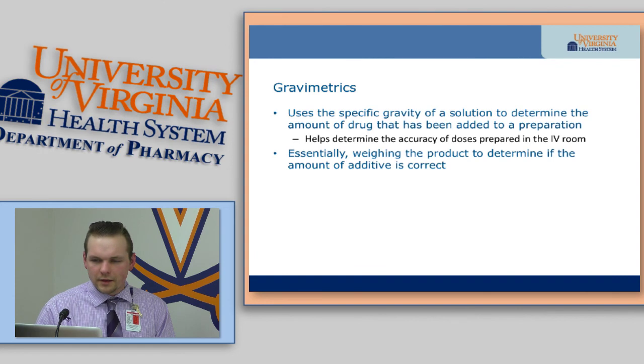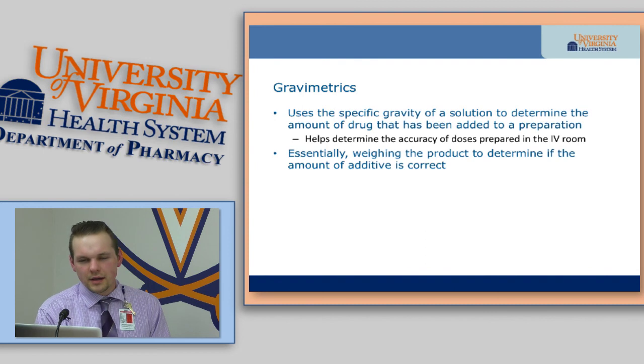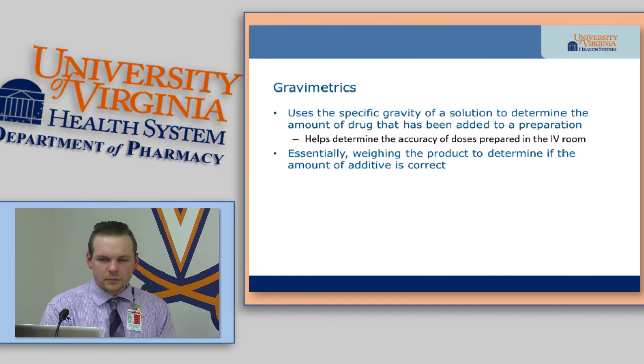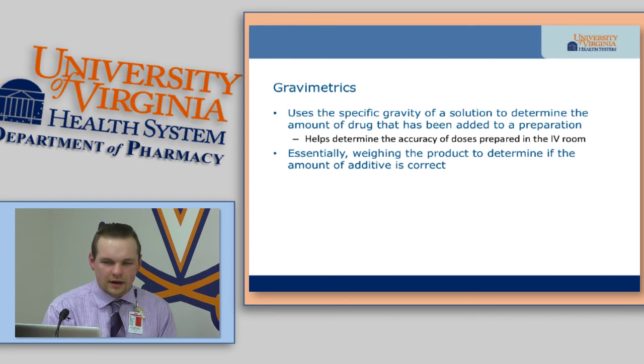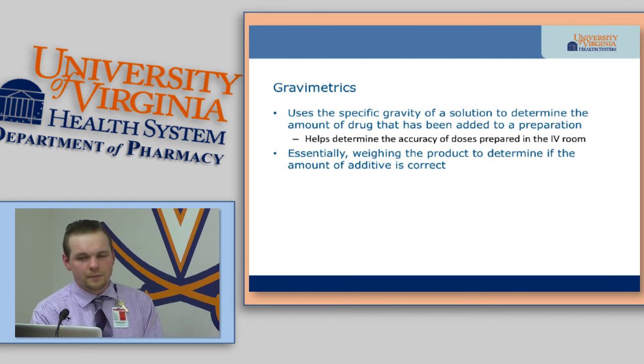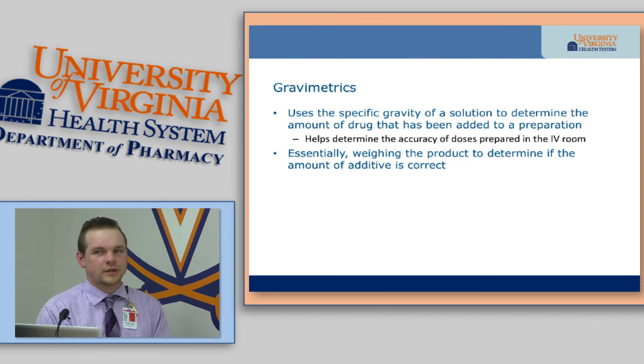Something important to define, because I've spoken about it a few times here, is gravimetrics. Gravimetrics is the use of the specific gravity of a solution to determine the amount of drug that has been added to a final preparation. And this helps to ensure the accuracy of doses that are being prepared in the IV room. Essentially, gravimetrics is just weighing the product to make sure that the correct amount of additive has been added to the final solution, because each solution has a different weight or a different specific gravity.